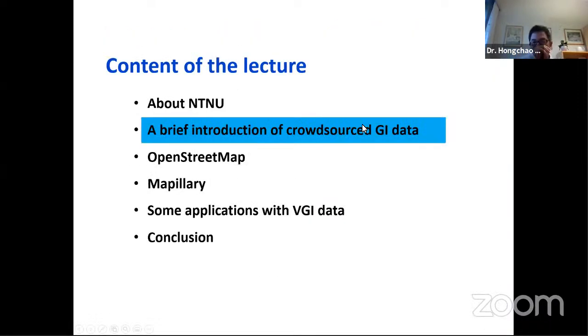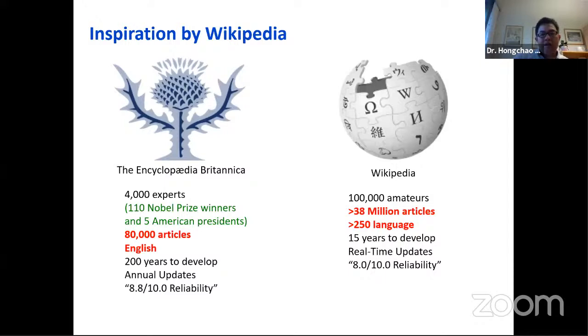So, okay, this is about our university and some opportunities to study at our university. Now I start my lecture with human as sensor for urban structure, urban infrastructure and urban geoinformation system. So it is mainly about crowdsourcing. Like I said, human as sensors. It was actually an idea from Wikipedia.